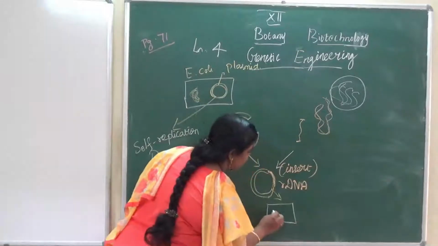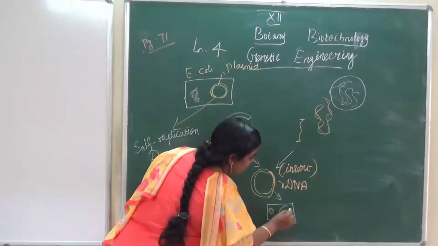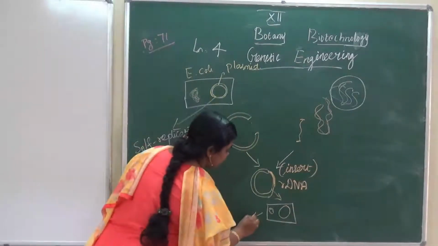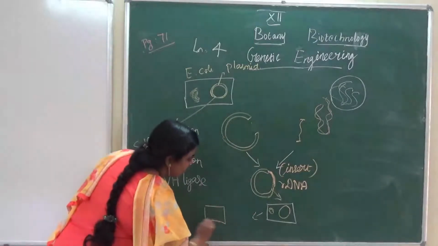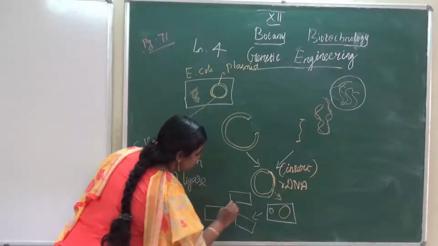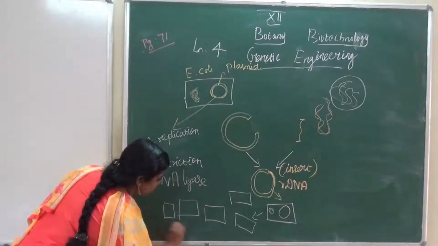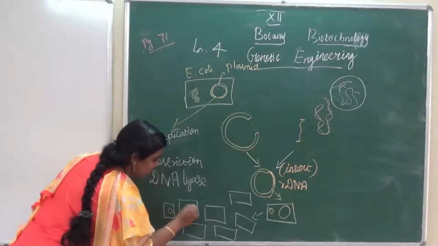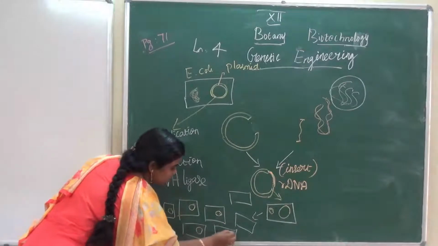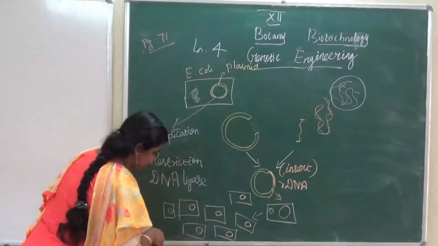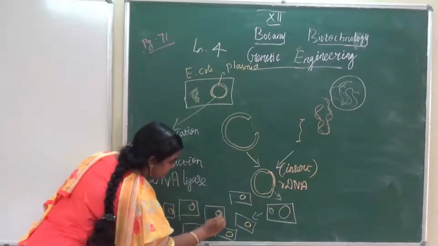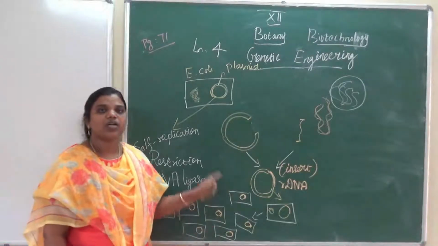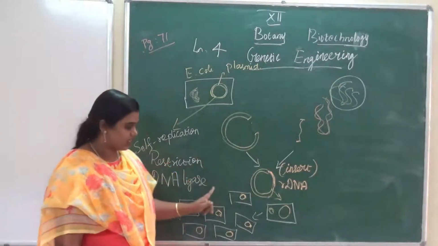Then you inject the plasmid into the E. coli bacteria, and the E. coli bacteria multiply, producing multiple copies. That means they all undergo mitotic division, and the plasmid also self-replicates, so multiple copies can be produced. All copies have what? Recombinant DNA. Okay, is it clear for you? This is known as genetic engineering or recombinant DNA technology.